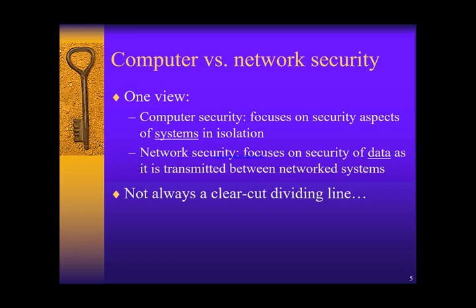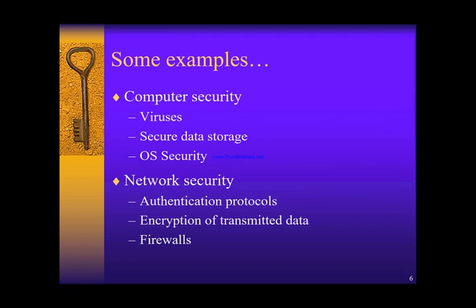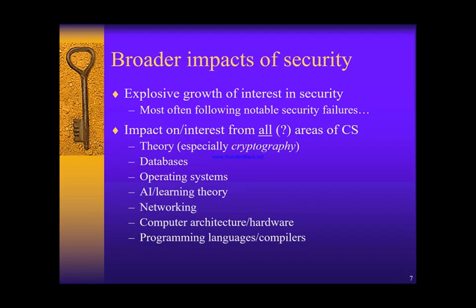So it's not always a clear-cut dividing line, because while you are transferring data from one network to another, from one system to other systems in the network, during transmission there are going to be security aspects. So, computer and network security. Some examples: computer security covers viruses, secure data storage, operating system security. Network security covers authentication protocols, encryption of transmitted data, firewalls.